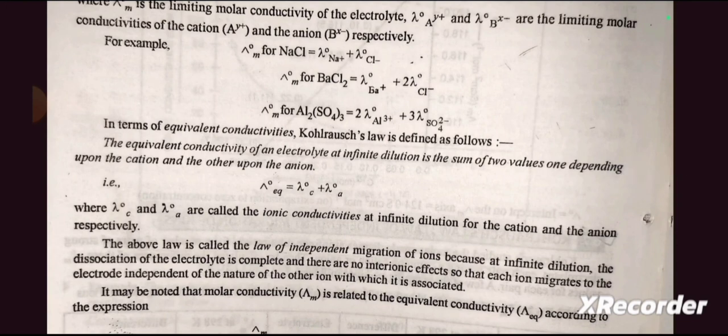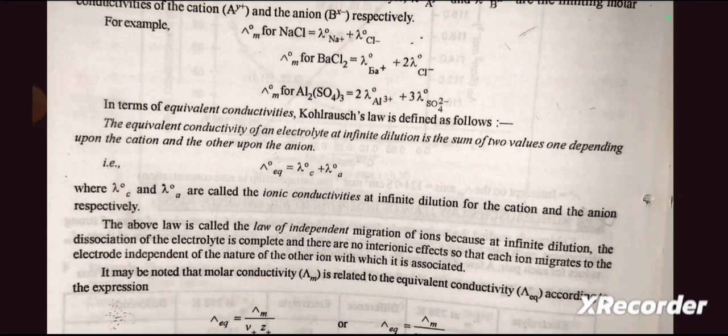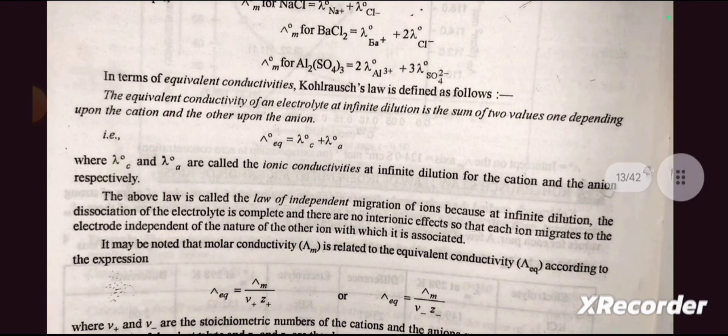For example, lambda naught m for NaCl is equal to lambda naught Na positive plus lambda naught Cl negative. Lambda naught m for BaCl2 is equal to lambda naught Ba2 positive plus 2 lambda naught Cl negative. Lambda naught m for Al2(SO4)3 is equal to 2 lambda naught Al3 positive plus 3 lambda naught SO4 2 negative.